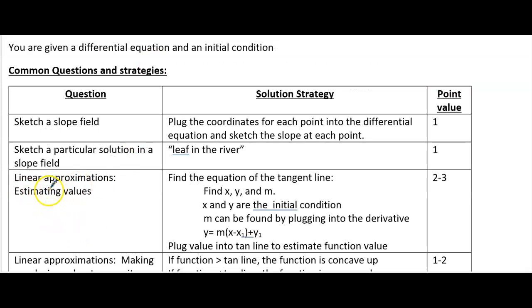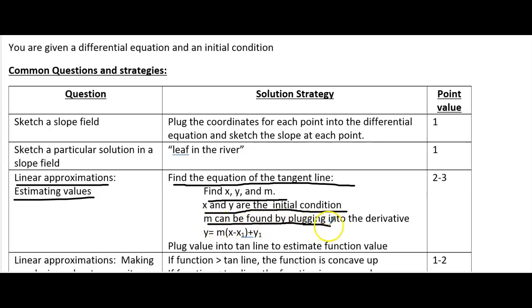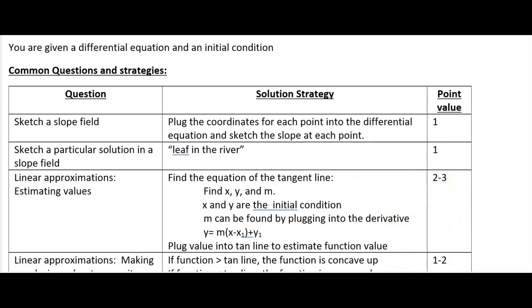Linear approximations, also estimating values. So for these ones, they want you to find the equation of a tangent line, which means you need to find the x, y, and m. The x and the y will be the initial condition that they give you. The slope can be found by plugging the initial condition into the derivative. Then you set up this little formula here, and then once you have that, you can use it to estimate a function's value. And these questions are typically 2 to 3 points. Let's go ahead and take a look at a sample of one of those types of questions.